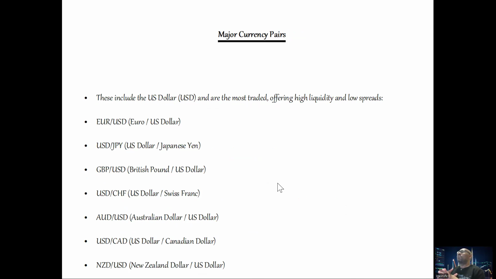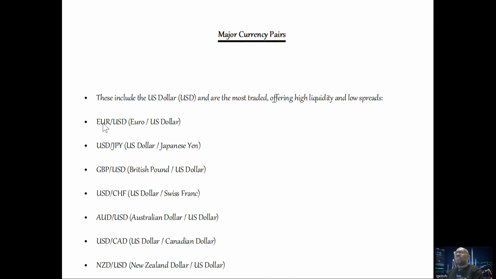Now we have currency pairs, and we have types of currency pairs. We have the major currency pairs. These include the US dollar: any pairs that include the US dollar and are the most traded, offering high liquidity and low spread. Leave liquidity, leave spread. We are going to touch on that much later so that you won't get confused. So let's just treat currency pairs.